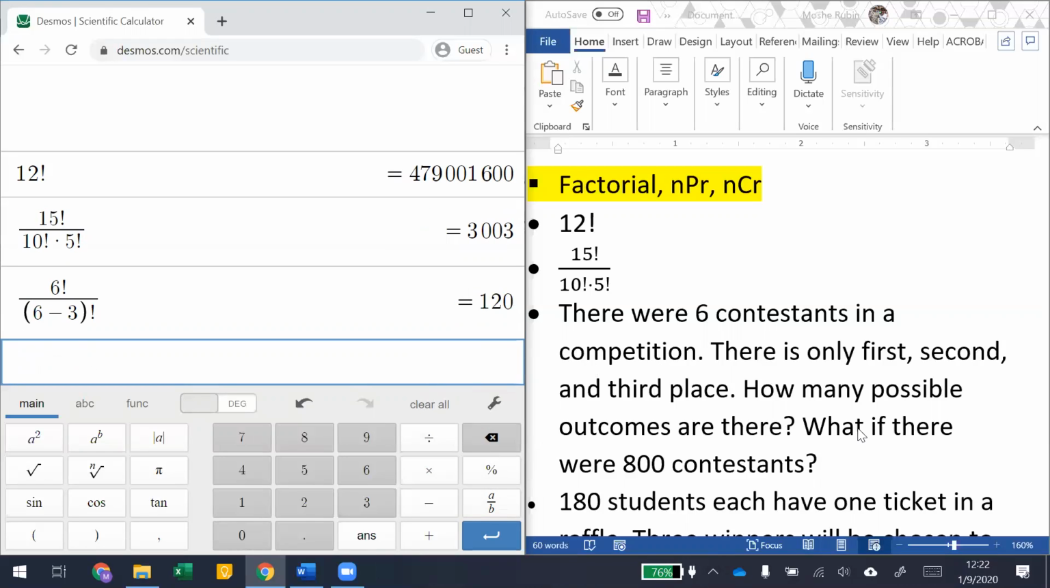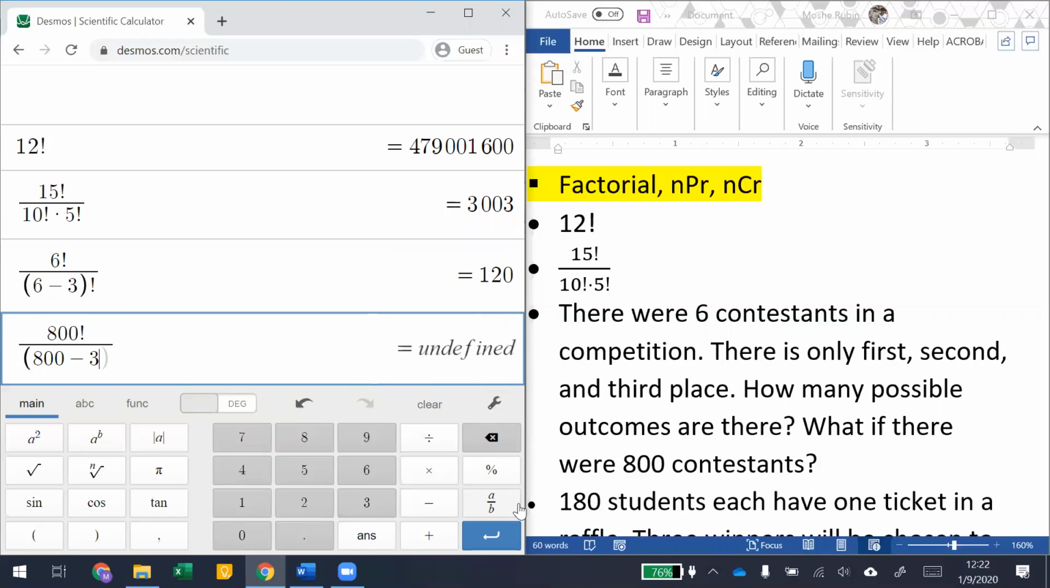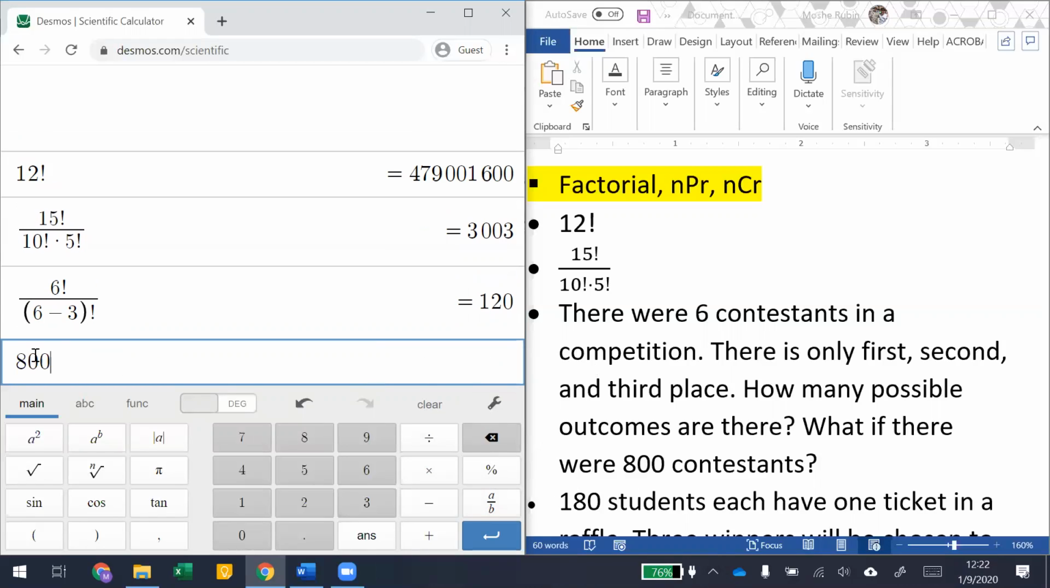I have a follow-up question here. What if there were 800 contestants? So I can redo the problem, but I'm going to run into an issue when I do this. I'll say 800 factorial divided by 800 minus 3 factorial. I'm following my nPr formula again, and I get undefined. And I can actually show you guys that if I just do 800 factorial, that is too huge of a number for Desmos. It cannot show me that.